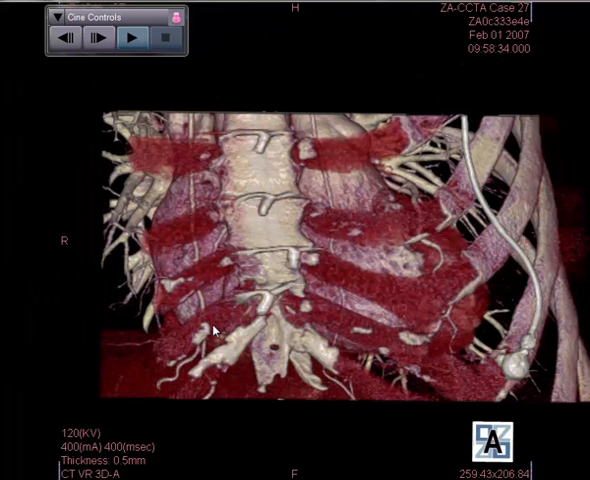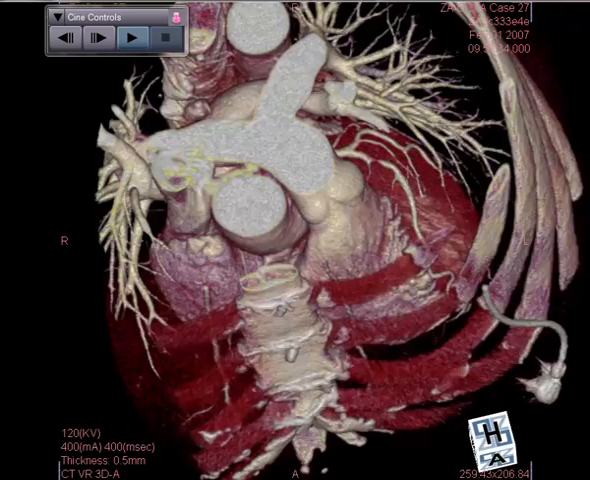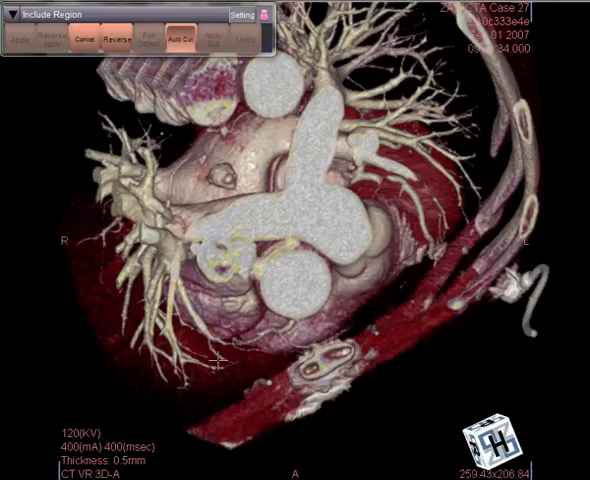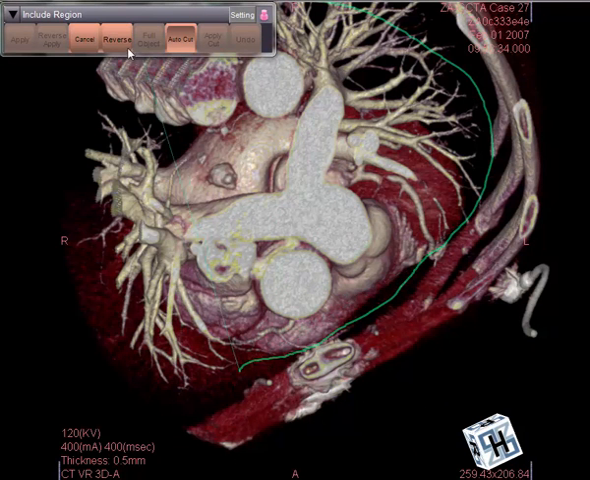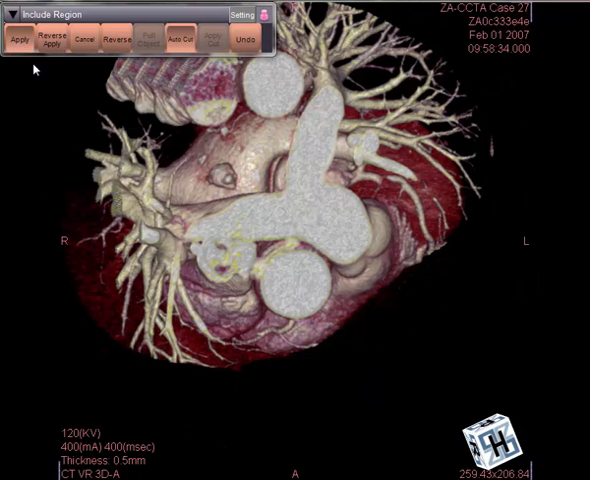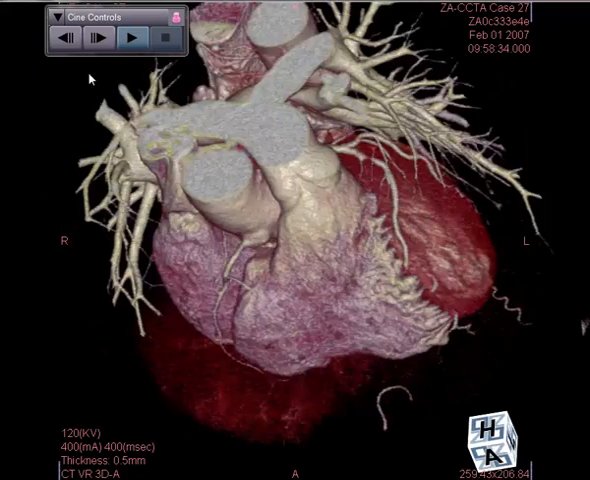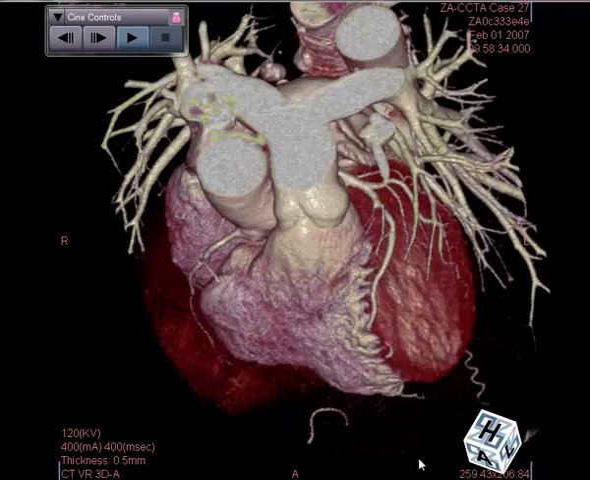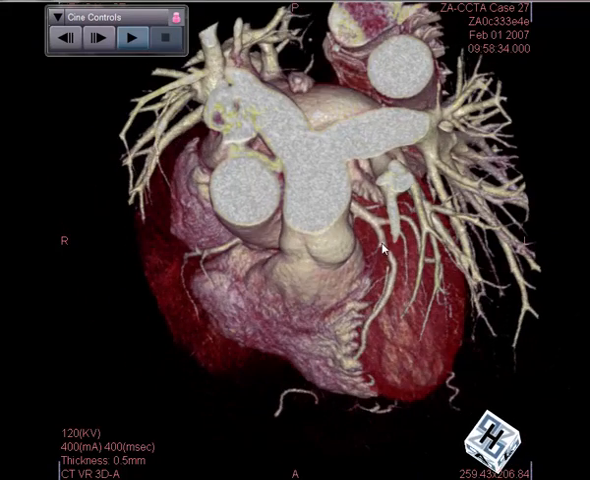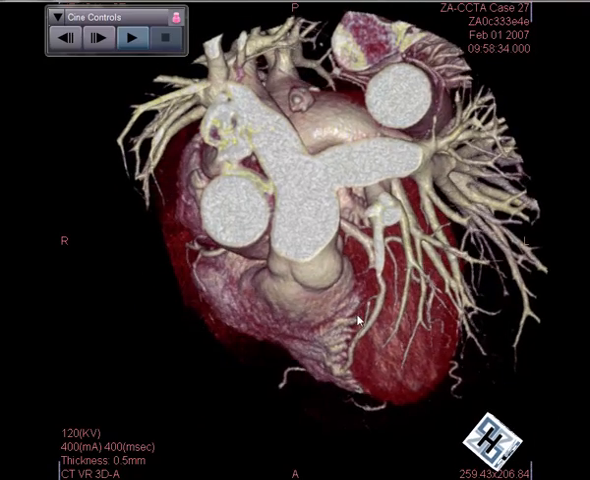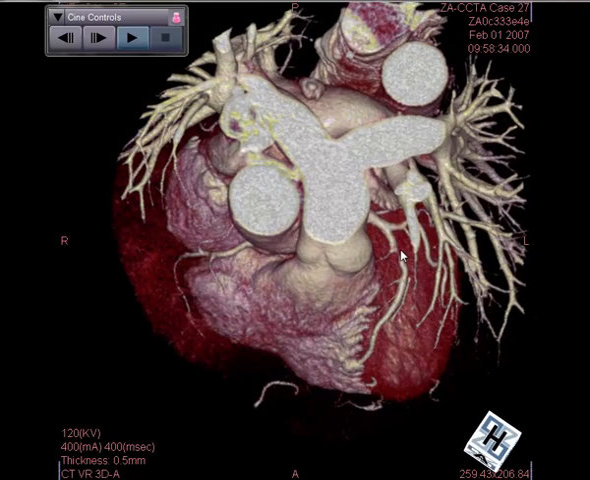Let's take a look at the three-dimensional aspect just for a second. I'm going to do some additional sculpting of this area. I'm going to basically remove the sternum and include only the heart in the view. And as you look here, you can also see clearly on the three-dimensional views that this is focal obstructive disease involving the mid portion of the left anterior descending.